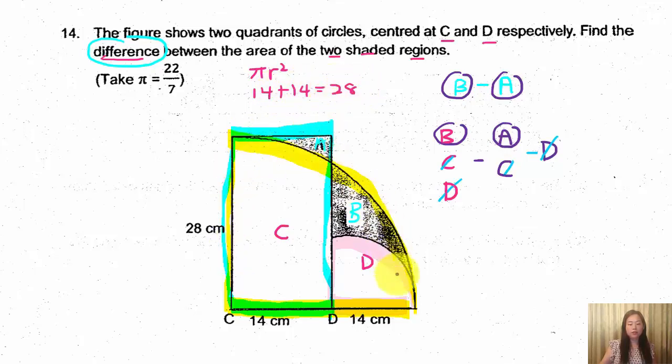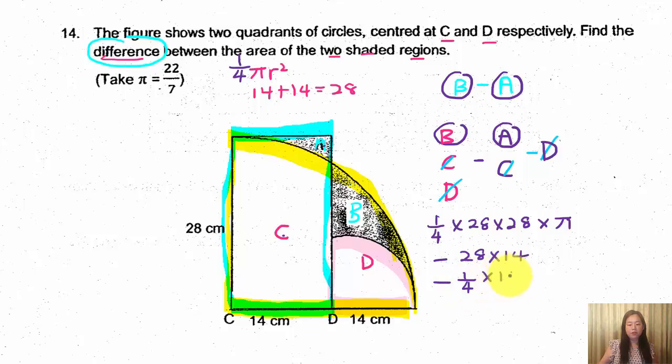So 1/4 of 8 would mean that our formula has to be multiplied by 1/4 as well. So 1/4 multiplied by 28 multiplied by 28 multiplied by pi, right? Minus A and C is a rectangle, so it will be 28 multiplied by 14, and we have to minus this small quadrant here, which is 1/4 multiplied by 14 multiplied by 14 and multiplied by pi.